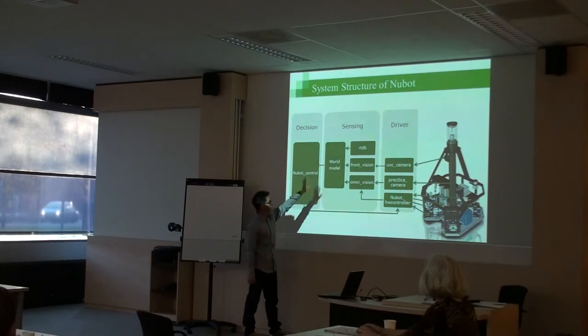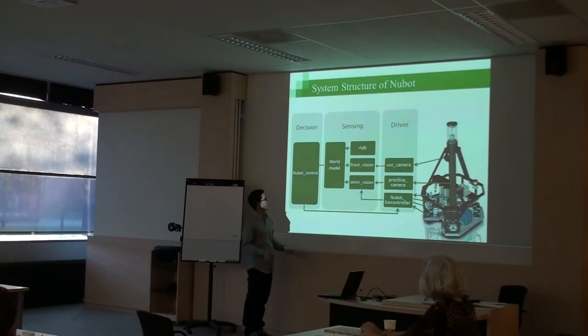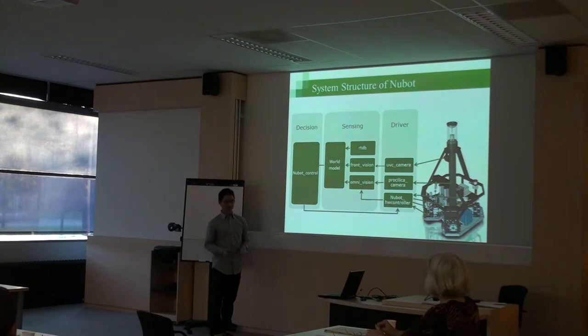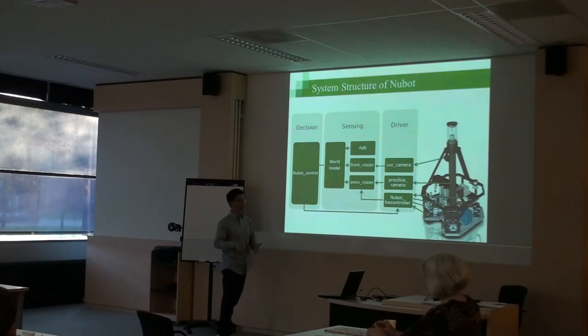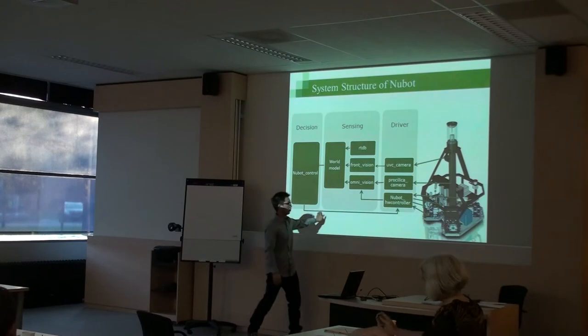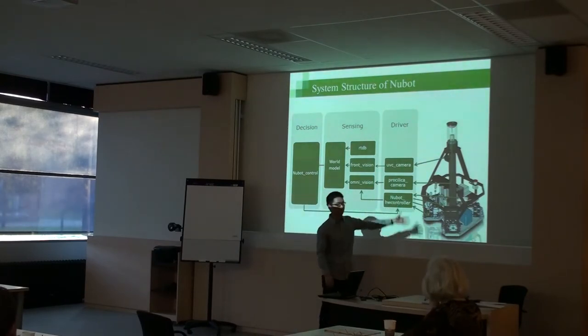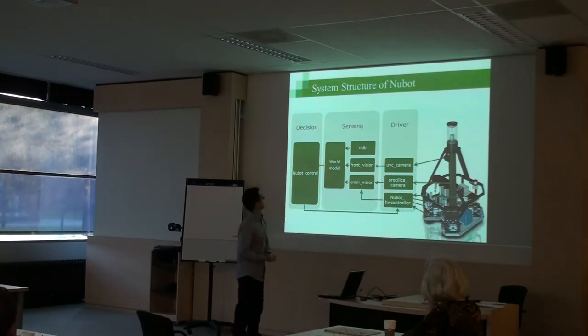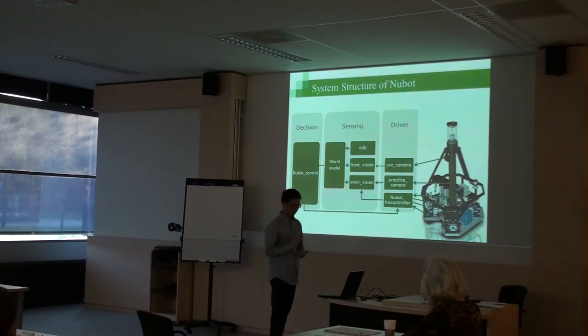And then the world module node gathers all the information and provides a complete world model for the robot. After that, the NuBot control is in charge of decisions like where I should move, when I should kick the ball, or whether I should start dribbling, and so on. All these motion commands go into the NuBot hardware control, and the robots then start moving and acting. So this is the system structure of our robot.